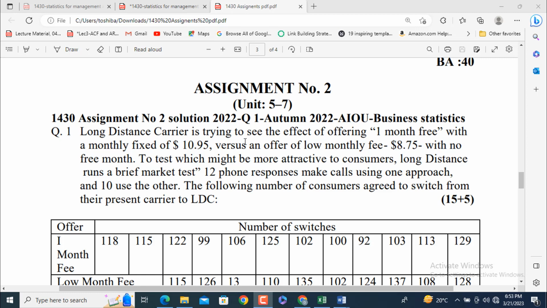A long distance carrier is trying to see the effect of offering 1 month free with a monthly fixed fee of $10.95 versus an offer of a low monthly fee of $8.75 with no free month. To test which might be more attractive to consumers, the long distance carrier runs a brief market test. 12 phone respondents made calls using one approach and 10 used the other. The following number of consumers agreed to switch from their present carrier to LDC, the long distance carrier.